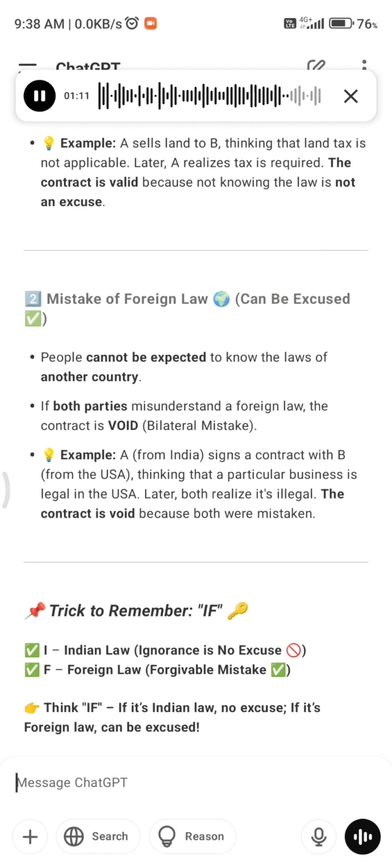Trick to remember. I: Indian law, ignorance is no excuse. F: foreign law, forgivable mistake. Think IF. If it's Indian law, no excuse. If it's foreign law, can be excused.